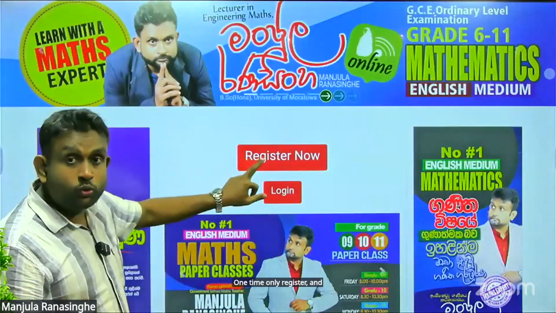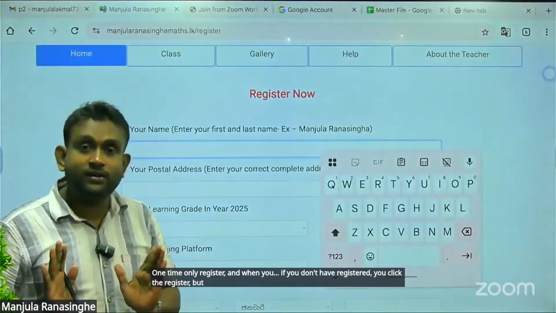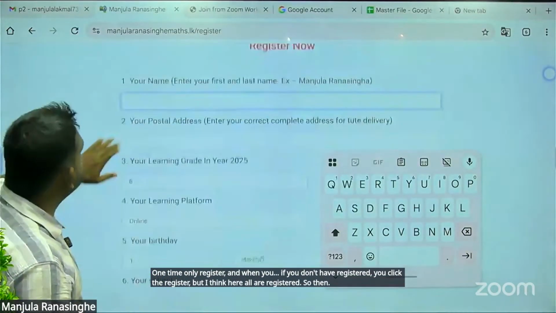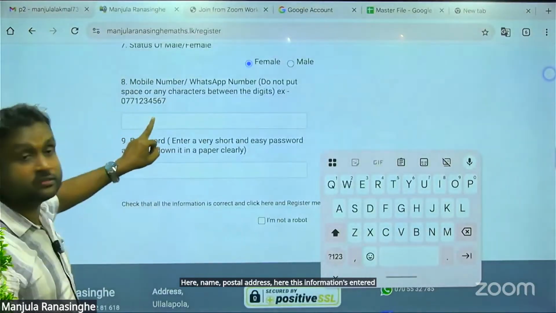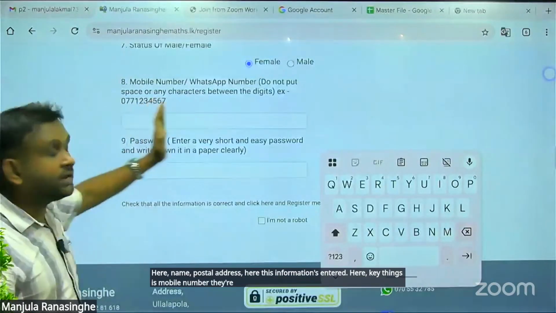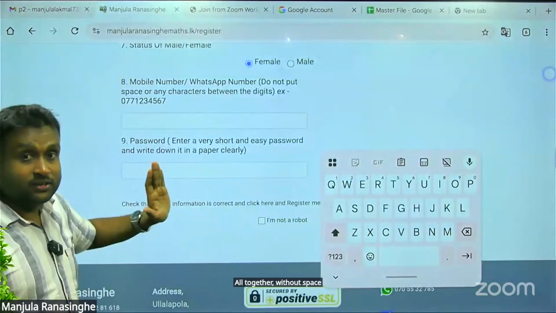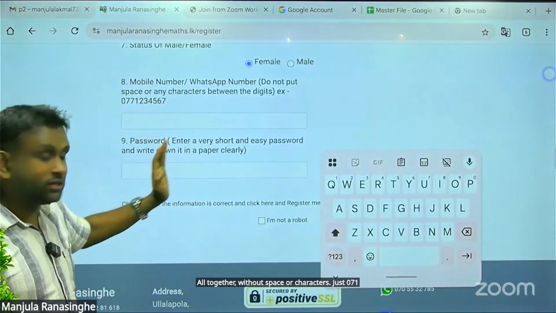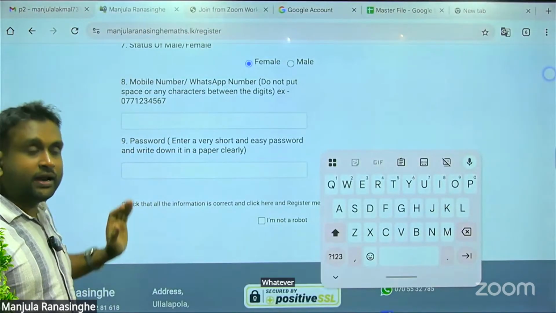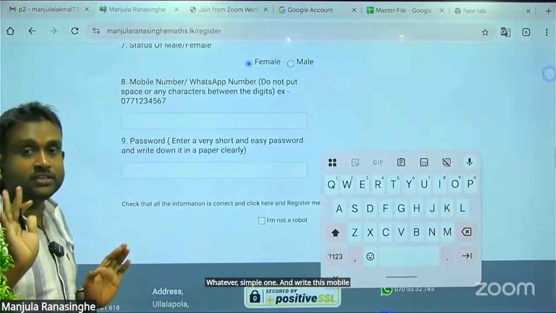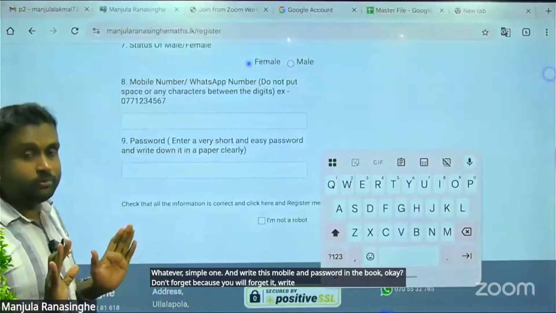If you are not registered, you click register, but I think here all are registered. Then enter your name, postal address and other information. The key thing is the mobile number they ask for. Write your mobile number all together without spaces or characters, like 0711 together. Then add a simple password, and write this mobile number and password in your maths paper class book. Don't forget it, because you will forget it.